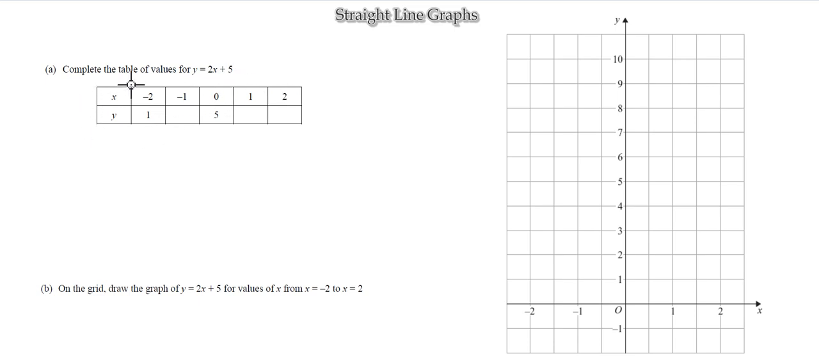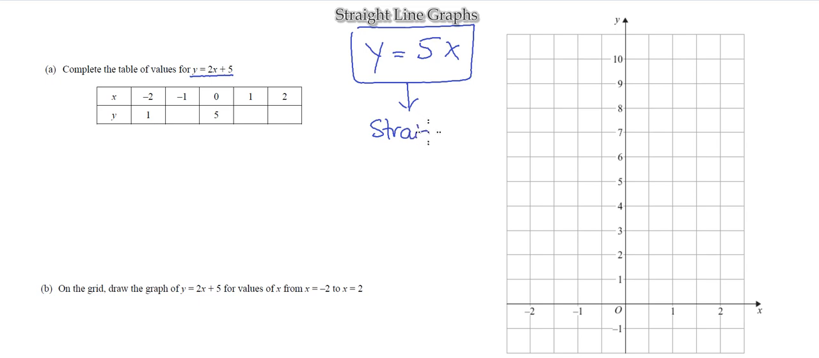Now this table here is just to make things a lot easier for us. A lot of the time in the exam the question just says show the graph for y equals 2x plus 5. So we know that this is my equation. How do I know if it's a straight line equation? It would always have just a number and x. So y equals 5x, this is an equation of a straight line. So it's a straight line equation. So it would just be 1x.